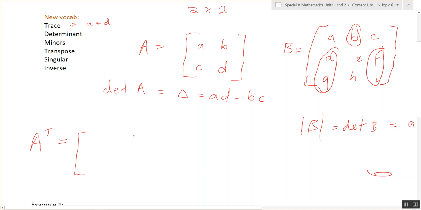So what do you think it's going to look like now? This one up here. Yeah, DC. No, good try. The lead diagonal stays the same. Oh, A C, B D. Good job. A C, B D.